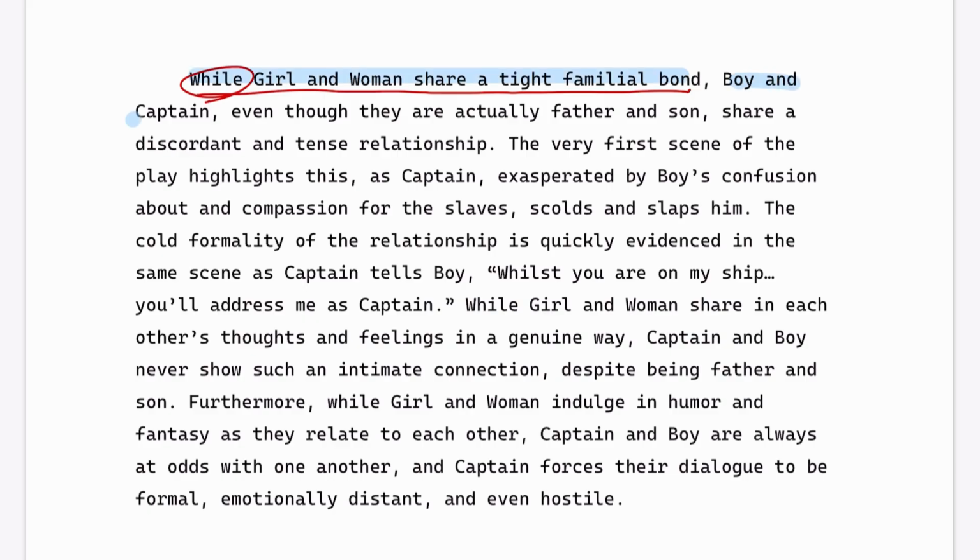Boy and captain, even though they're actually father and son, share a discordant and tense relationship. Nice words here, nice words here. Let me get the nice word ink. Discordant, tense. Yeah. The very first scene of the play highlights this. As captain, exasperated by boy's confusion about and compassion for the slaves, scolds and slaps him.